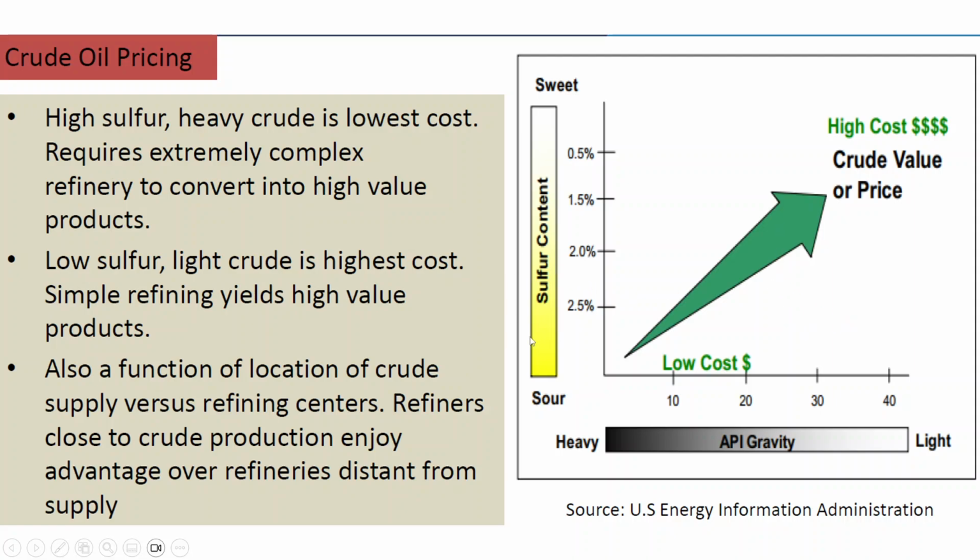And as we know, sulfur is an impurity. So if the sulfur content is lower, then the crude oil is finer in quality. So here we can see, as the sulfur content is decreasing and API is increasing, the crude oil pricing is also increasing.